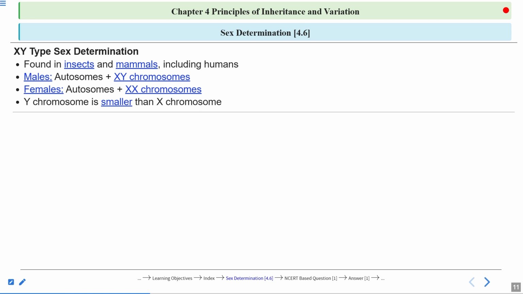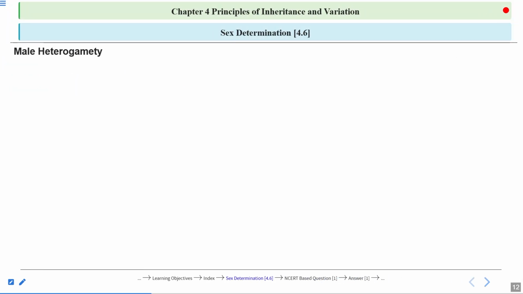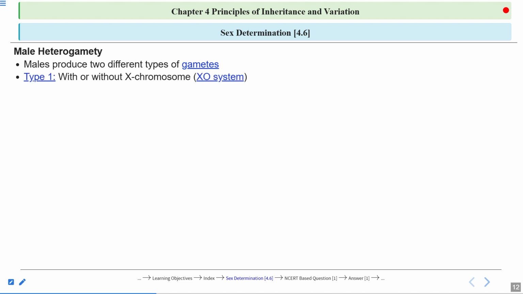So this type of system also exists in humans. Here the males are XY and the females are XX. Now let's talk about male heterogamety. Okay. Now when the male produces two types of gametes, this is known as male heterogamety. Now we have discussed the X0 system. In this system also males were heterogametic. They were producing two kinds of gametes. So half of the sperms were with the X chromosome and half of the sperm were without the X chromosome. So this is male heterogamety, which is seen in the X0 system.